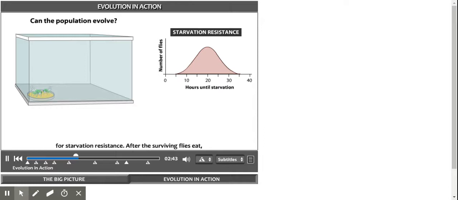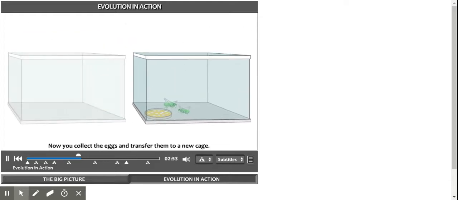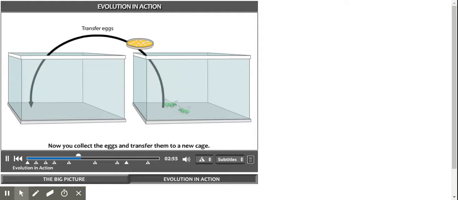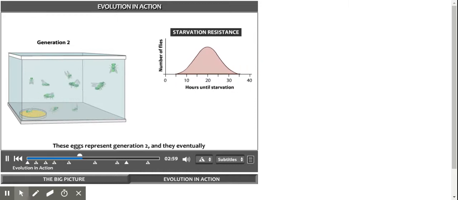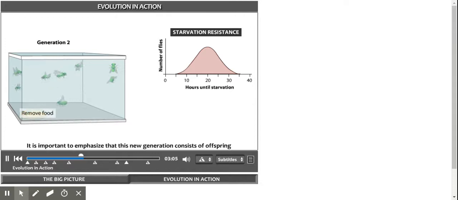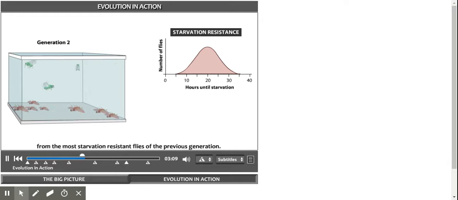After the surviving flies eat, they'll have the energy to reproduce. The females will eventually lay eggs on the food. Now you collect the eggs and transfer them to a new cage. These eggs represent Generation 2, and they eventually hatch and develop into new adult fruit flies. It's important to emphasize that this new generation consists of offspring from the most starvation-resistant flies of the previous generation.